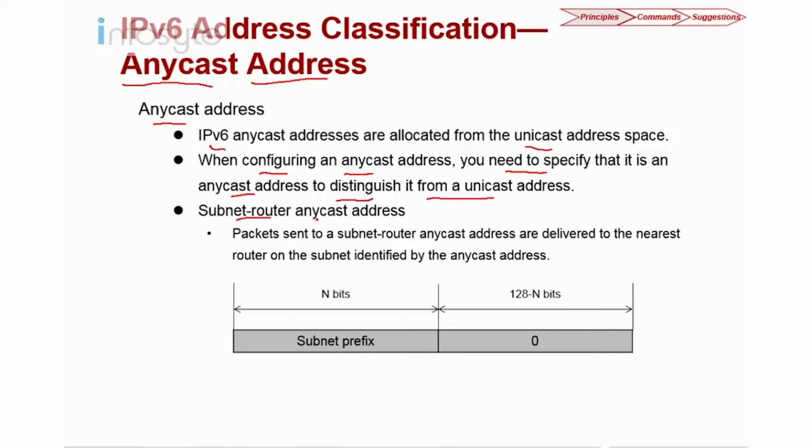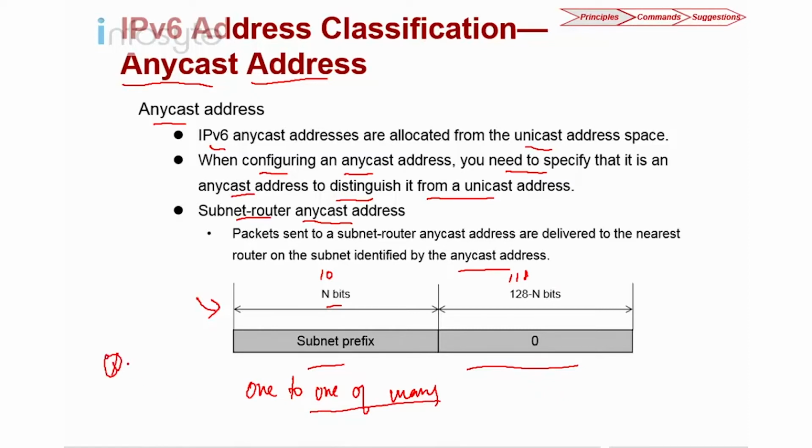Now the subnet router Anycast address. As you can see from here, we have the subnet prefix, which is n bits, and we also have the 0s over here representing the Anycast address. So if, let's say, you have a 10-bit subnet, then you have 118 bits over here that represent the Anycast address. And Anycast allows you to send to one of many. That's right, one of many.